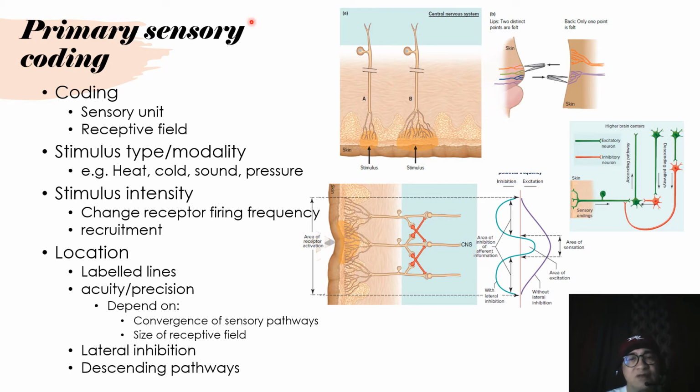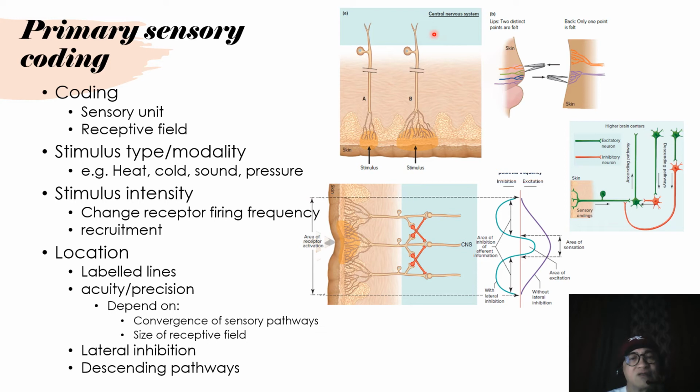If the stimulus is strong, then you would have a high frequency of receptor firing. If the stimulus is weaker, then you have less receptor firing. Another way is by recruitment of receptors. With a stronger stimulus, you would have more receptors that are firing, than with weak stimuli, where fewer receptors are recruited to fire.